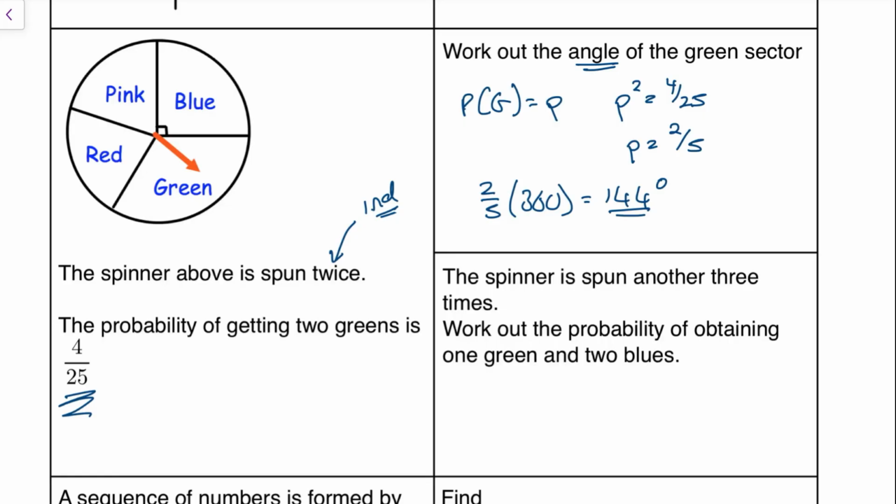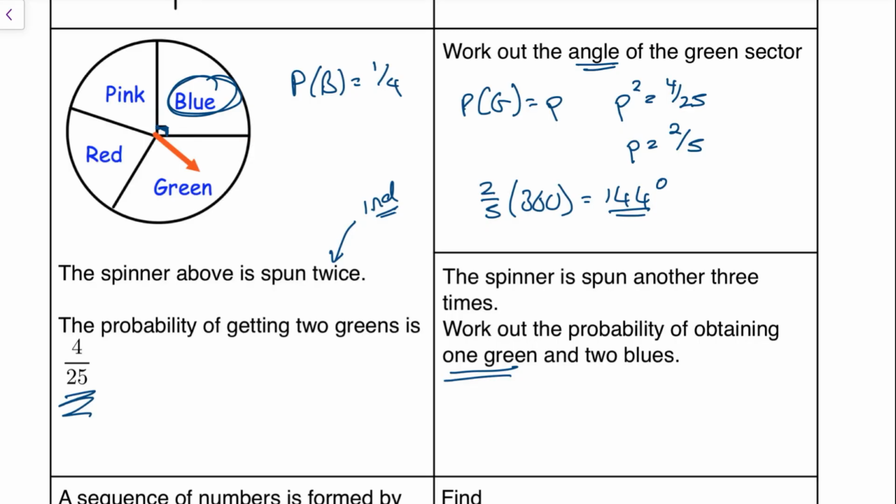Next question, the spinner is spun another 3 times. Work out the probability of obtaining 1 green, well I know green, don't I, because that's 2/5. And 2 blues. Where's blue? So blue's here, but notably blue is 90 degrees. So therefore the probability of blue is going to be 90 over 360, otherwise known as a quarter.